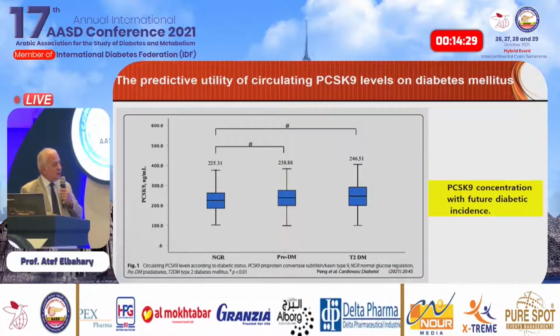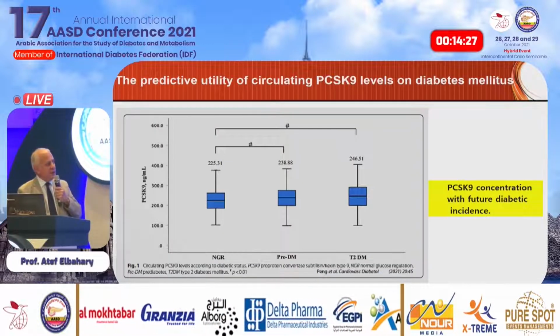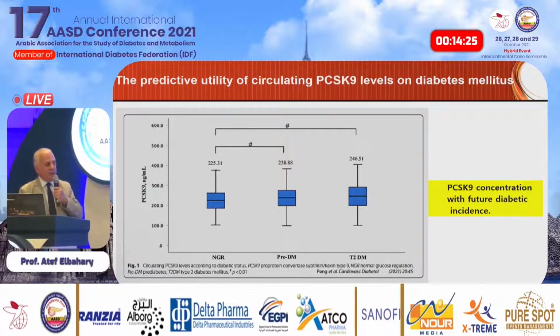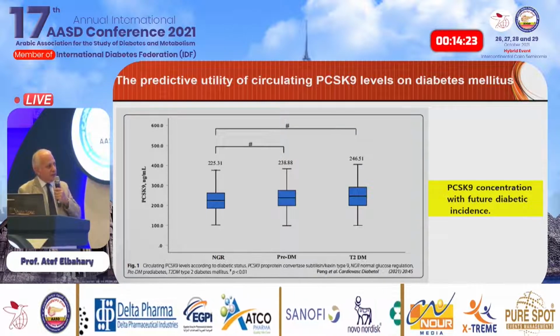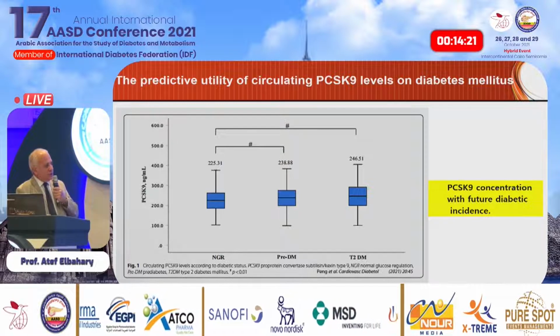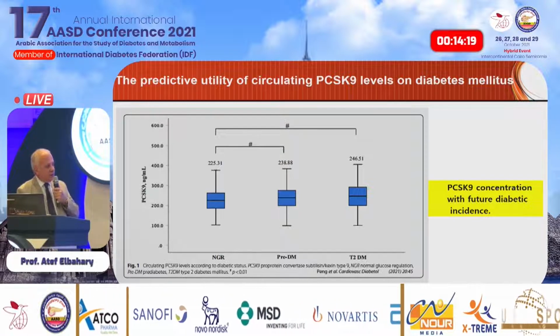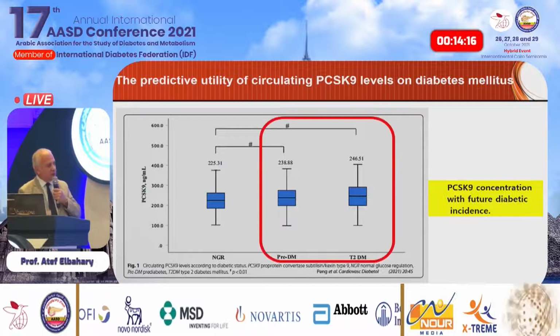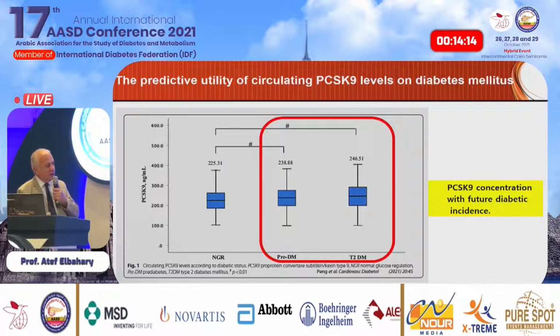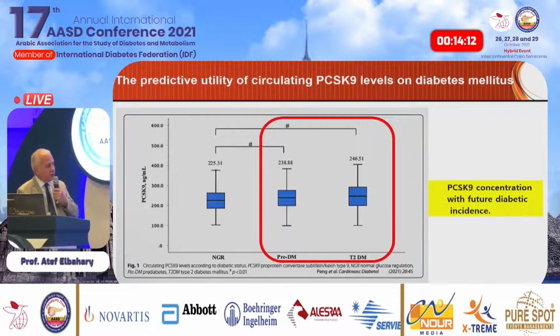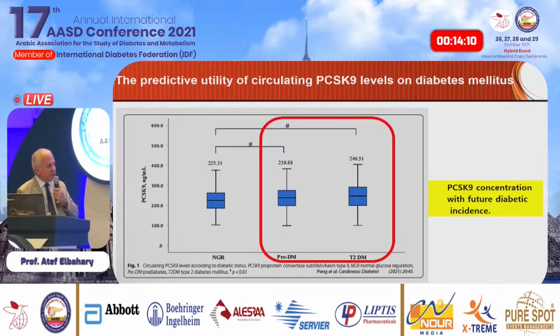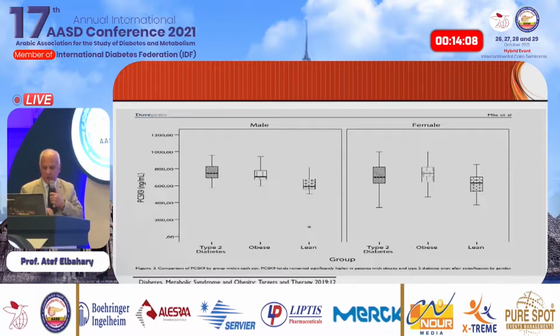Also here, we can see the predictive utility of circulating Pcsk9 levels on diabetes mellitus. Pcsk9 concentration is associated with future diabetic incidence occurring in patients with pre-diabetes, and is also high in type 2 diabetes, if compared to patients with normal glucose regulation.